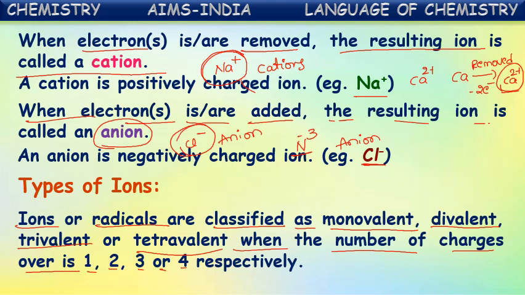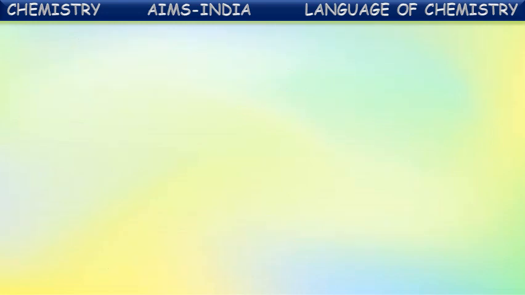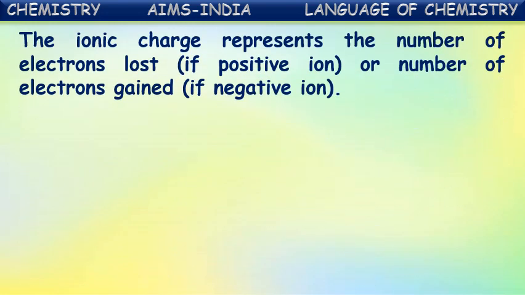Coming to chlorine, it has only one negative charge, so it is called a monovalent anion. Nitrogen has minus 3, so it is called a trivalent anion, we can say. So the types of ions differ depending upon the number of charges on that particular atom. Let us see the classification, meaning the different types of ions.